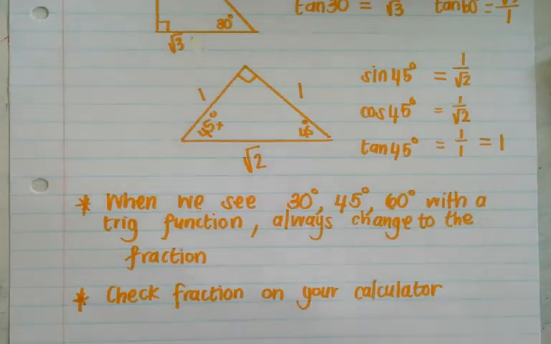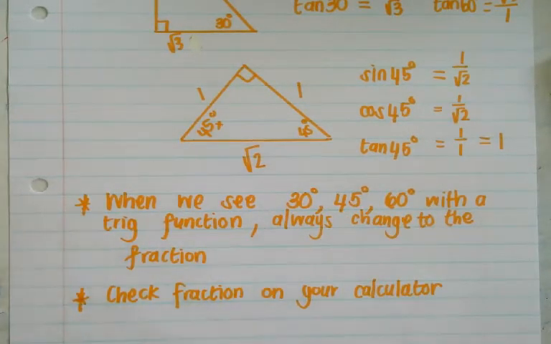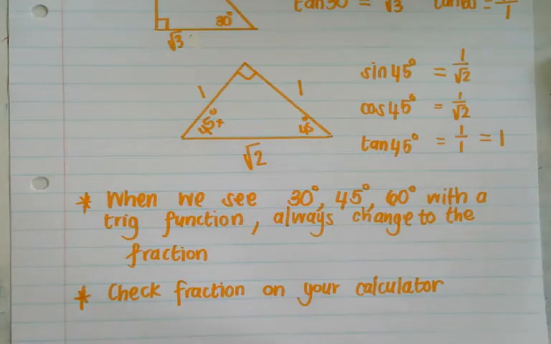So what do I mean when I say when we see 30, 45, 60 with a trig function, immediately change it? So I'm going to show you what we do with expressions. So it's the first part of what we are doing, what we call reduction, but it's just the first part. We will focus on reduction when I see you next time. Okay? Anyone still writing the note? Okay?